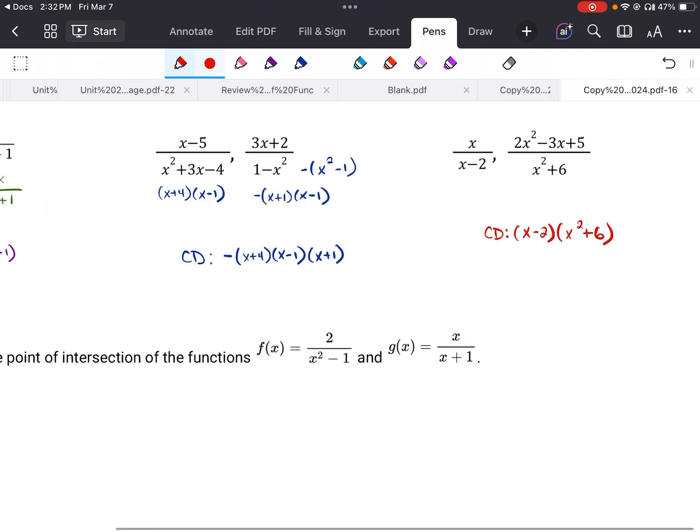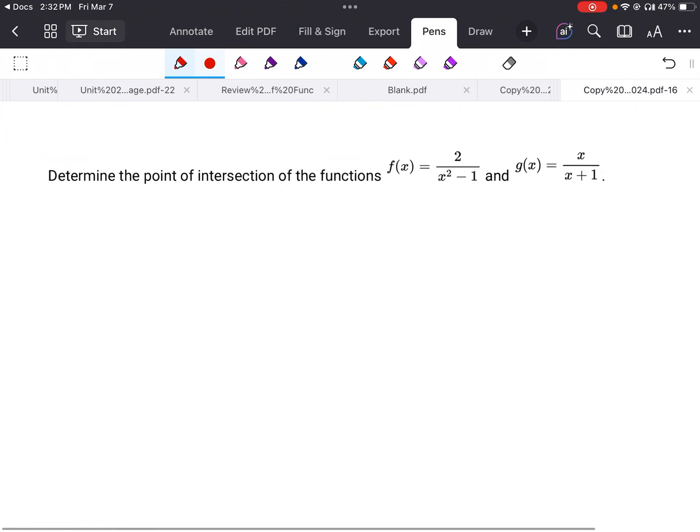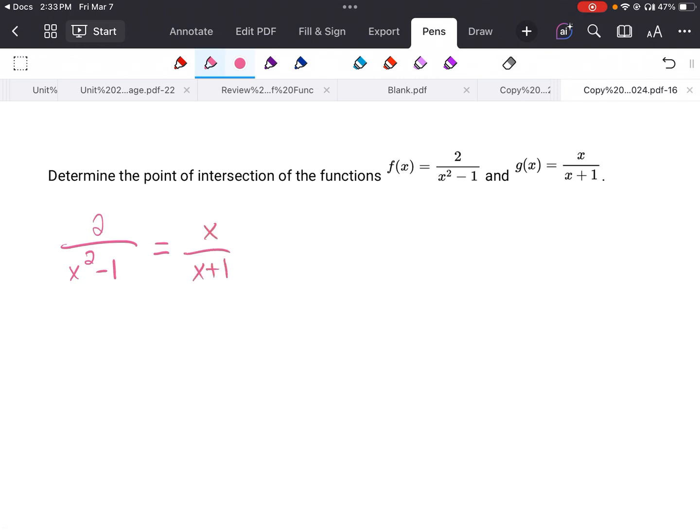Okay, let's work with an actual question here. Determine the point of intersection of the functions f(x) equals 2 over x squared minus 1 and g(x) equals x over x plus 1. So the point of intersection, so when do they equal each other? Well, let's start with our equations. 2 over x squared minus 1 equals x over x plus 1.